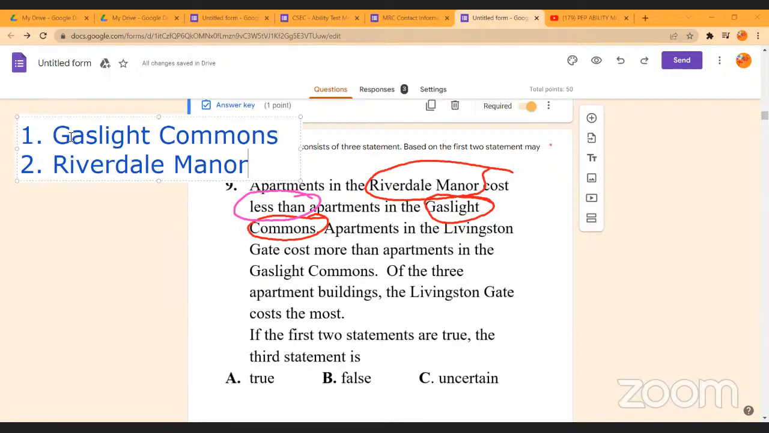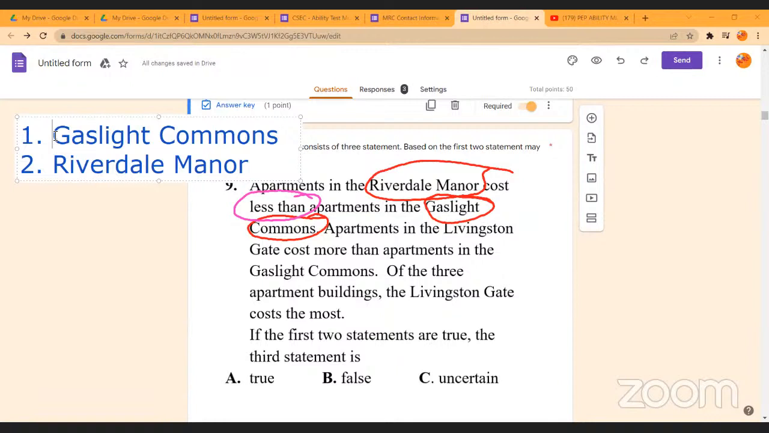So remember, you already have Gaslight in first position as the most expensive. And then you hear the person come and say, boy, I want an apartment to rent, but I don't want to rent it. I would have wanted to live over Gaslight, but it's too dear. So I just have to go over Riverdale because Riverdale is cheaper. And Gaslight is the dearest place I ever see. And then I hear somebody come and say, Javar comes and says, Santina, the apartments up in Livingston Gate are more expensive than the apartments at Gaslight Commons.